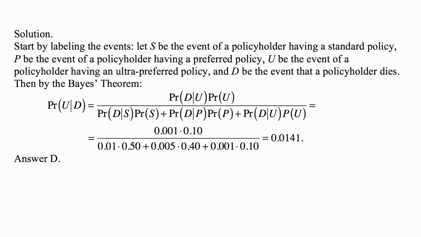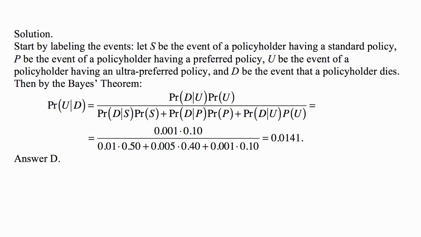I call the event of a policyholder having a standard policy S, where normally we denote the probability space by this. But in this case, S is the event of a policyholder having a standard policy, P is the event of a policyholder having a preferred policy, and U is the event of a policyholder having an ultra-preferred policy, and D is the event that a policyholder dies. Then by the Bayes theorem, the probability of U given D is, so the top has the conditional probability flipped, so the probability of D given U times the probability of U.